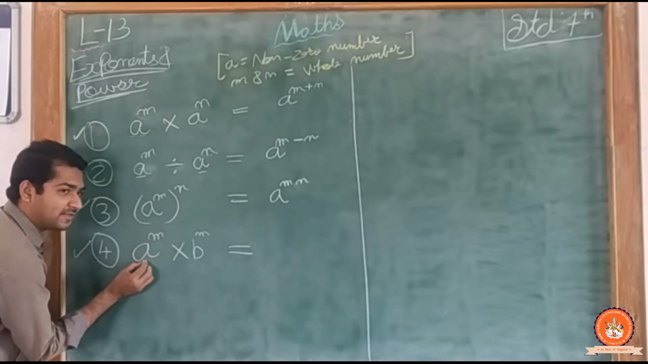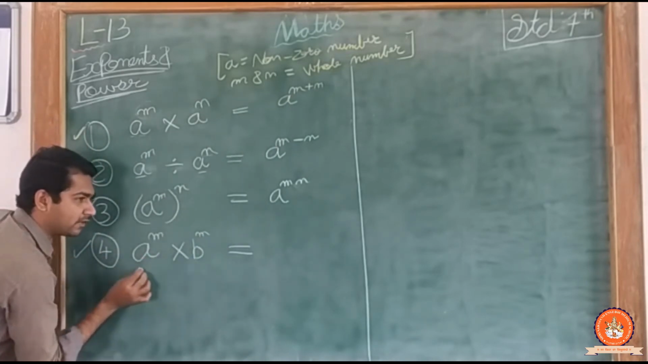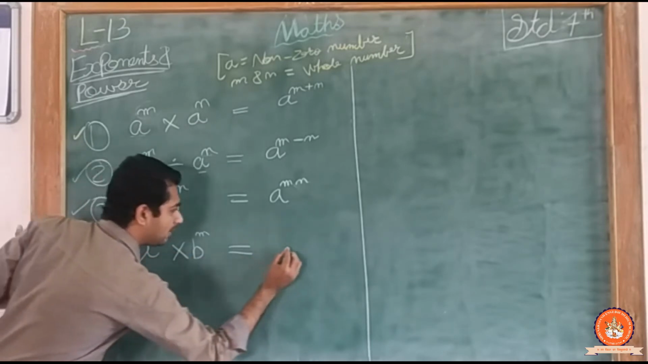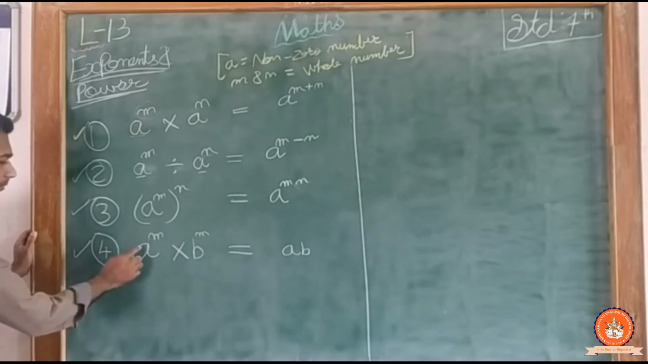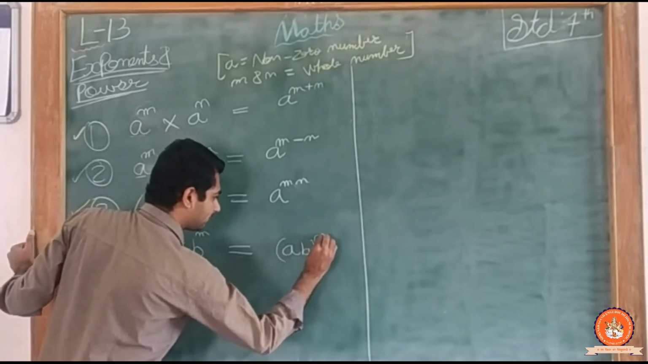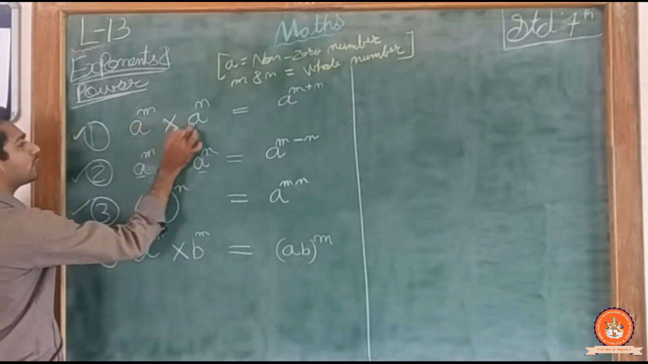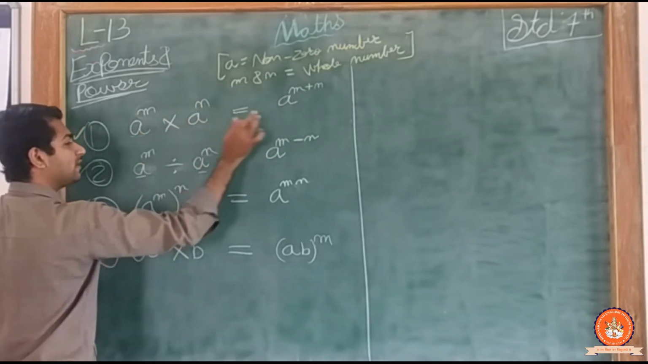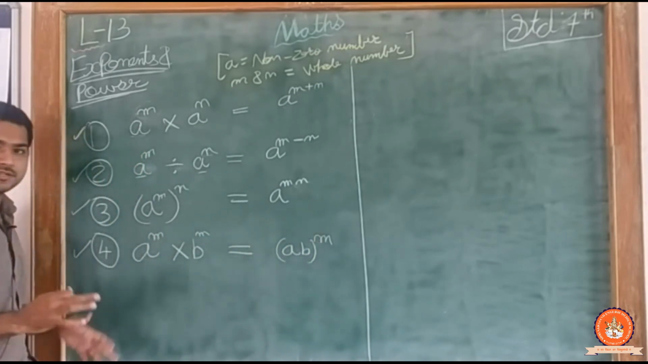If my base is same, I will write a raised to m plus n. But if my bases are different, what will I do? Here is a multiplication sign, so I will multiply both, a into b. Both powers are the same, so I will write only one power. Clear? Just as here the base was same so I wrote one base, here the power is same so write only one power. Multiply both: a into b raised to m.